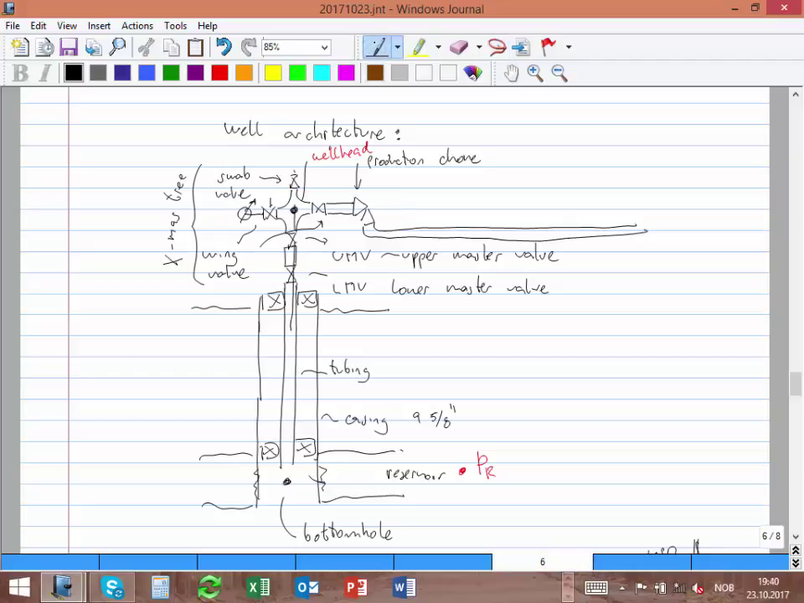Let's make a small side comment. The upper master valve and lower master valve are on-off valves. That means they are either open or they are closed. There is no in-between. If I flow in between, what happens with the valve? Erosion, and then it doesn't close anymore. So I damage the seal surface of the valve if I keep it in a mid position.